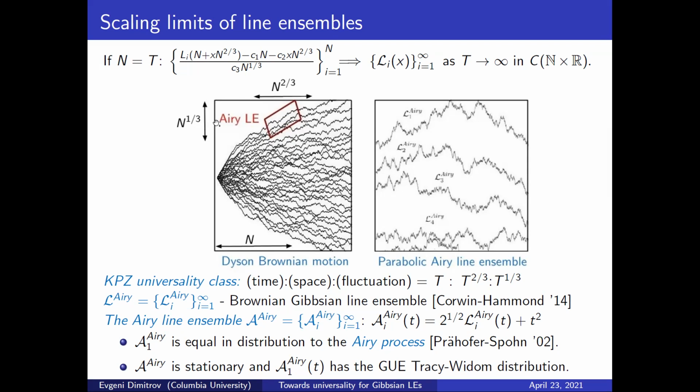And in fact, for Dyson-Brownian motion, this limit is known, and it's one of the fundamental scaling limits in the KPZ universality class. It's called the Parabolic Airy line ensemble.